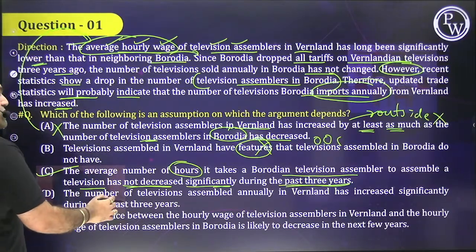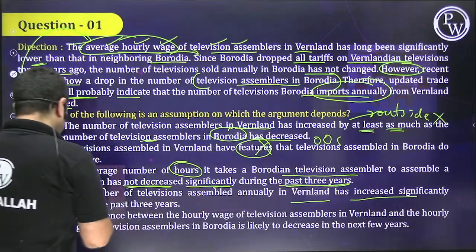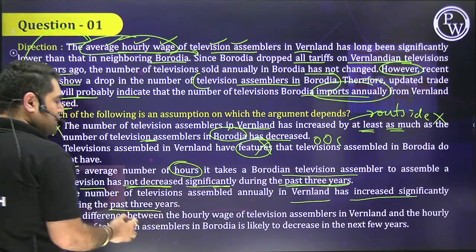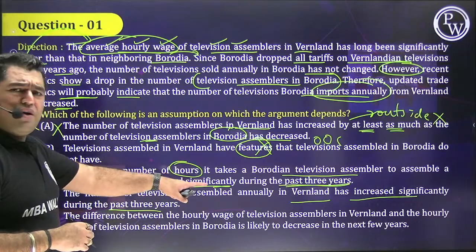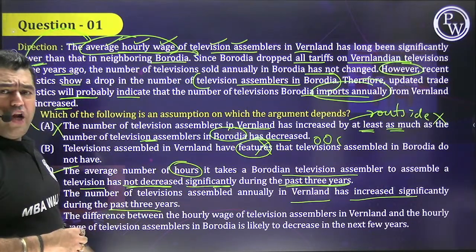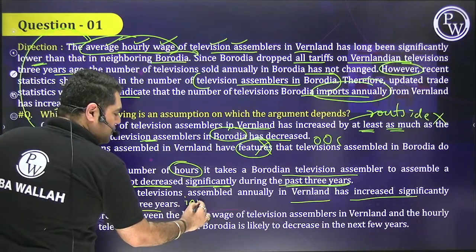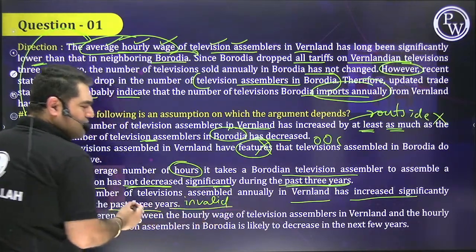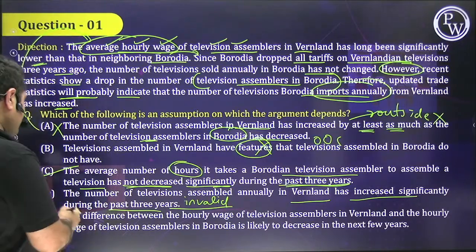The number of televisions assembled annually in Vernland has increased significantly during the past 3 years. People, this is interesting. But then how do we know that if it is happening in Vernland, all of them will come to Borodia? So people, this is invalid, because we don't know for sure. That means Vernland will only import or export to Borodia? We don't know. So this is wrong.